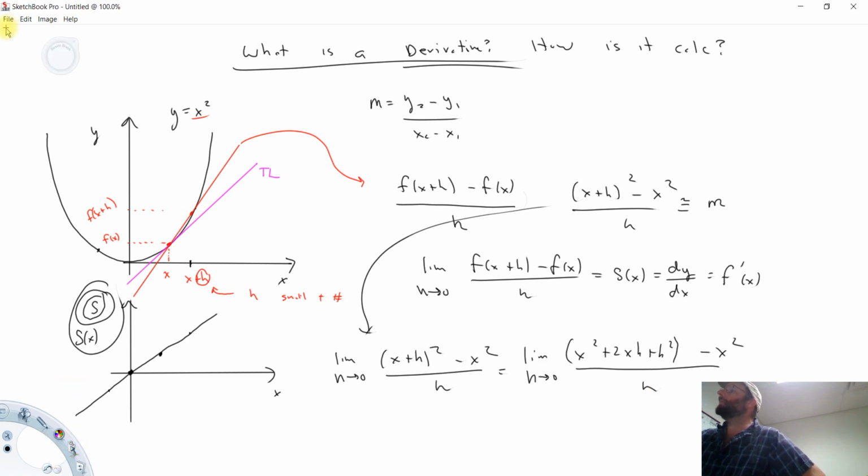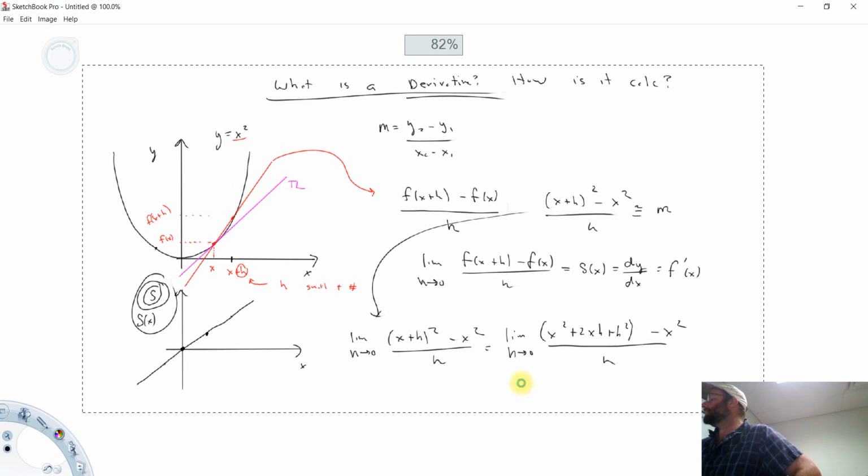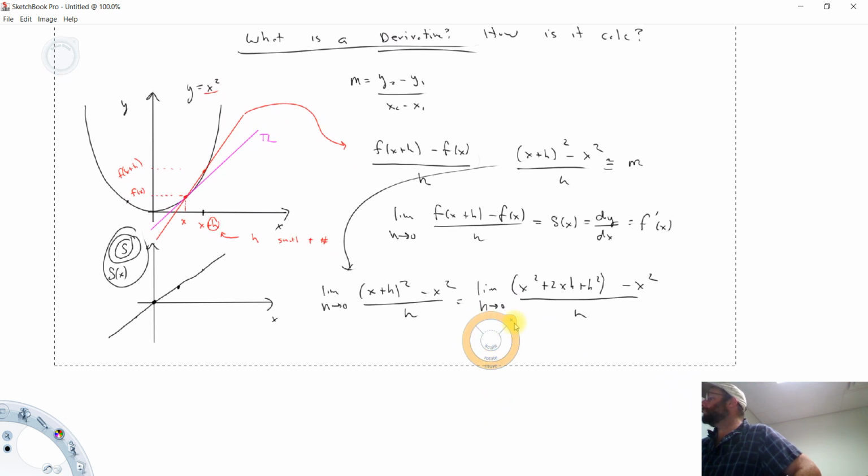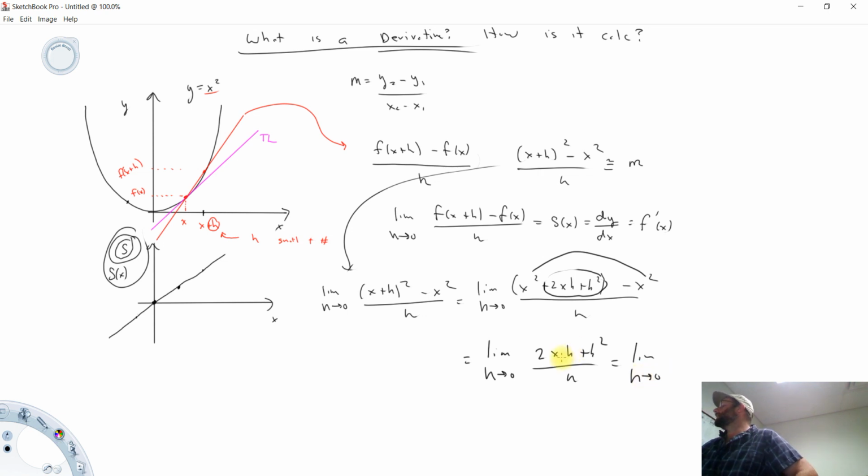Give me just a moment here. I'm going to take this entire thing, shrink this just a tad, lift this up to give me a little bit more room. Okay, which is equal to limit as h goes to 0. Yes, you have to write it over and over. You'll notice these add to 0. We're left with this 2xh plus h squared over h. Again, limit as h goes to 0. You'll notice an h can be factored out of this, 2x plus h.